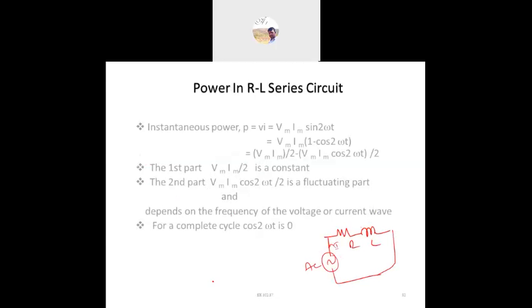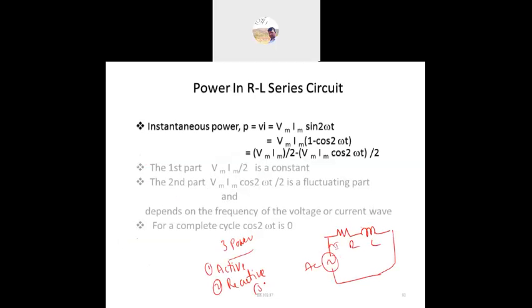Okay, so let's talk. Here is the instantaneous power. We have three types of power. Remember, we have three types of powers. We will also discuss that in the next part, but I will give the three different types. The first is the active power, next reactive power, and apparent power.